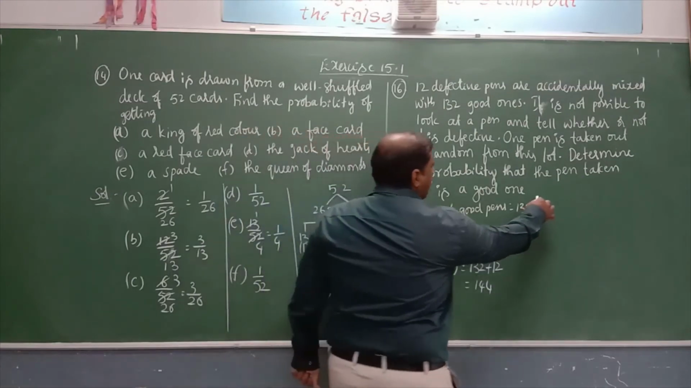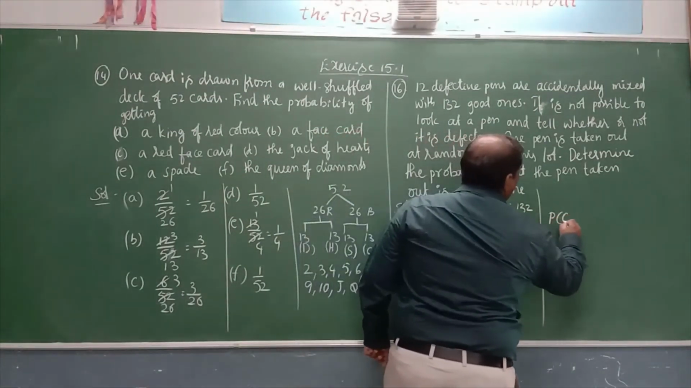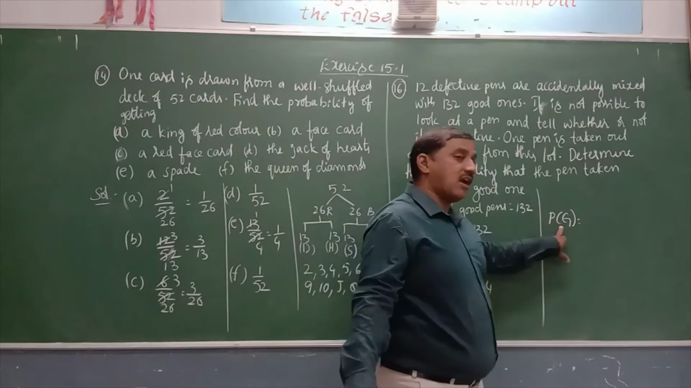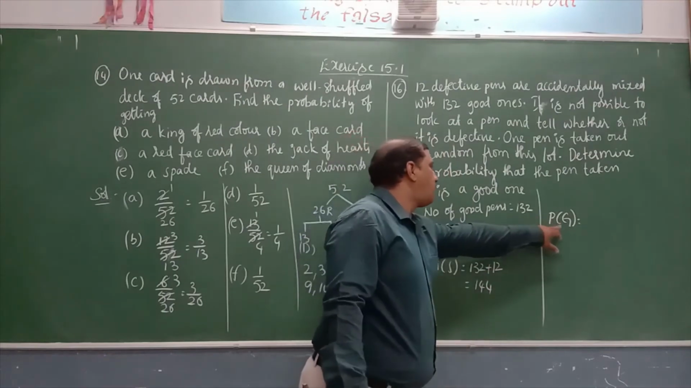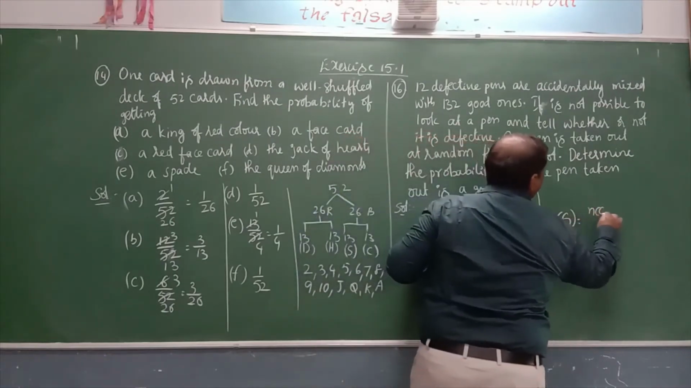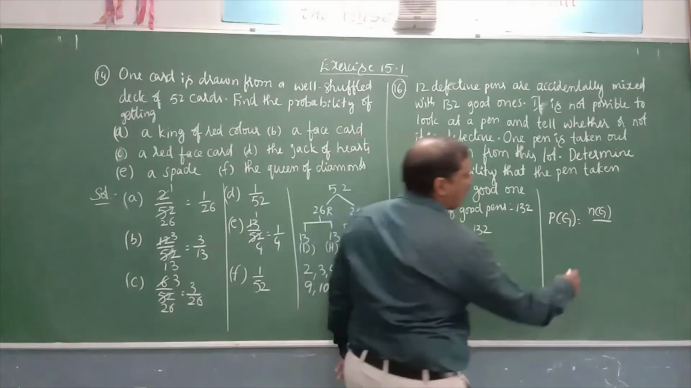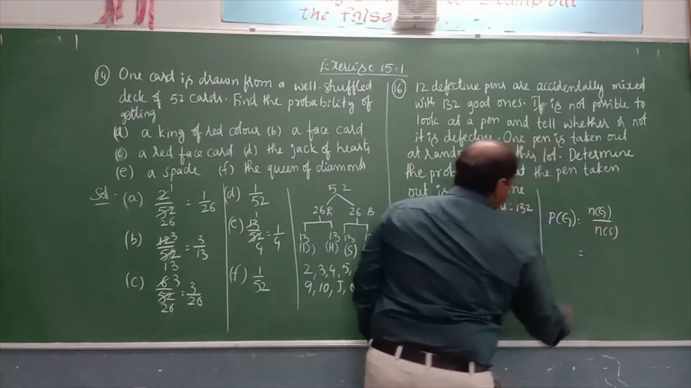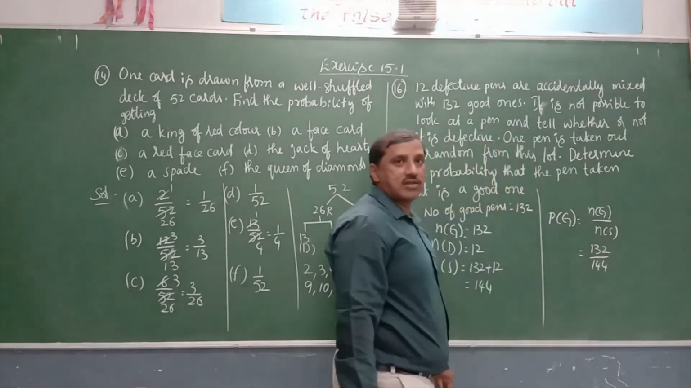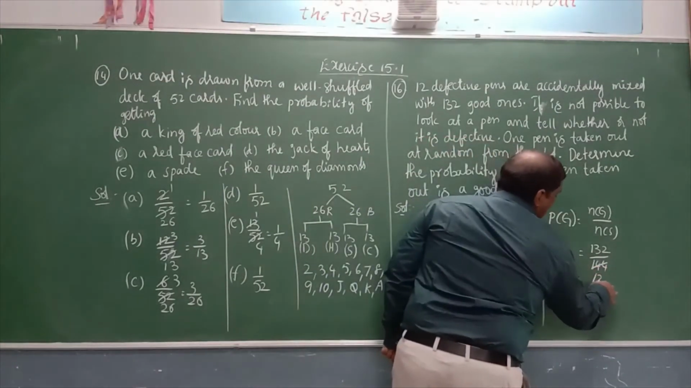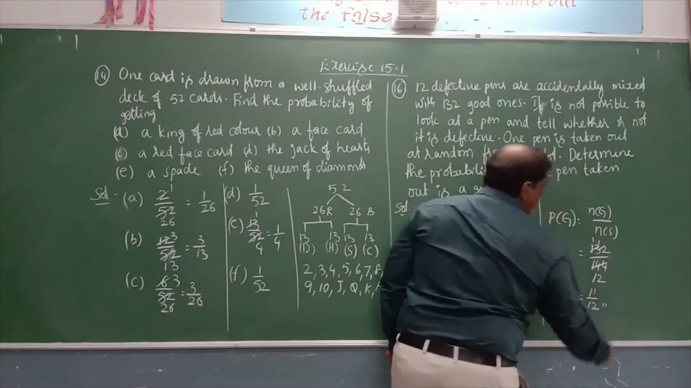Now what do we need to find? The probability that the pen is a good one, that is P of G. P of G means the probability of a good pen. It equals the favorable outcomes of getting a good pen, n of G, divided by the total of all possible outcomes, n of S. That is 132 by 144. 12 ones are 12, 12 twos are 24, so it is 11 by 12.